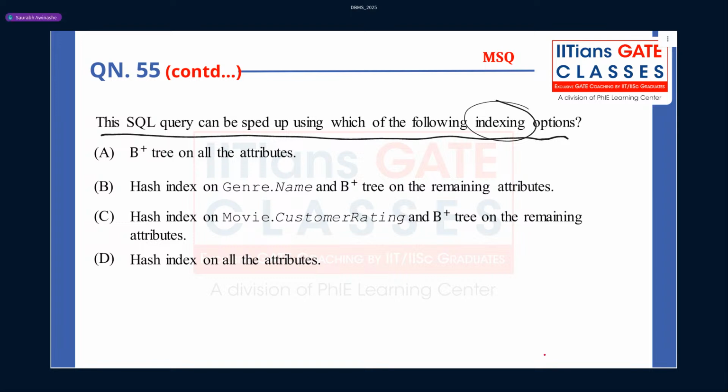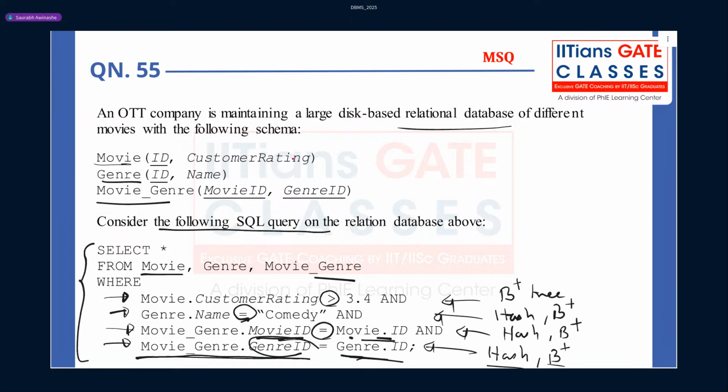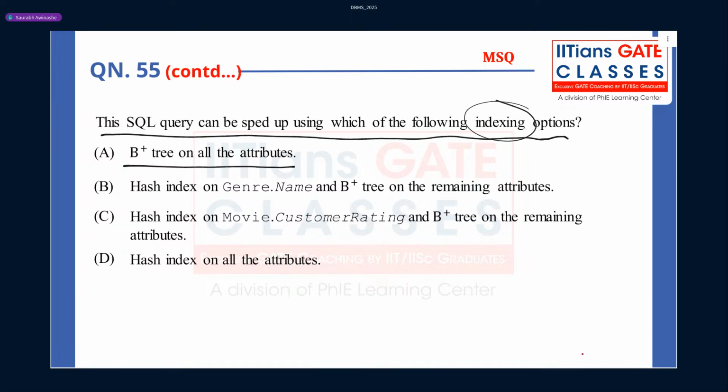So option one is that you can create a B plus tree index on all the attributes. So yeah, that would be fine, right? We can create a B plus tree for all the attributes. So option A is correct.